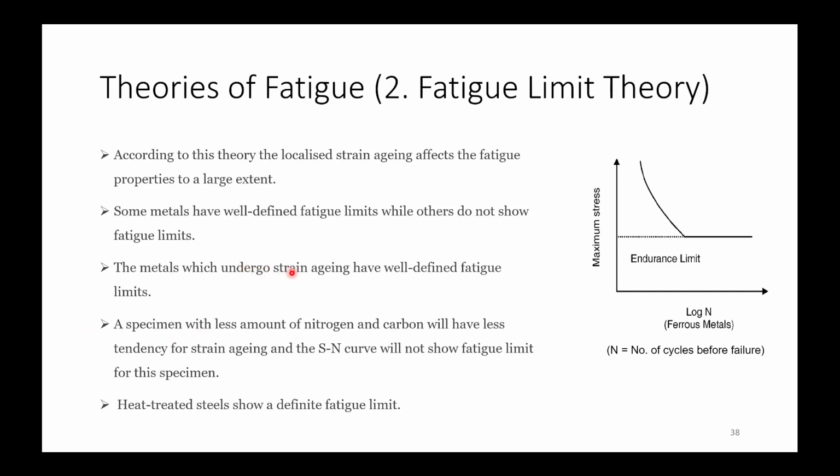So strain aging is seen when there is presence of some interstitial atoms. As I told earlier, there will be nitrogen or carbon atoms in case of steels or in case of titanium alloys. So those will see well-defined fatigue limits. A specimen with less amount of nitrogen and carbon will have less tendency for strain aging, and the SN curve will not show a fatigue limit for this specimen.